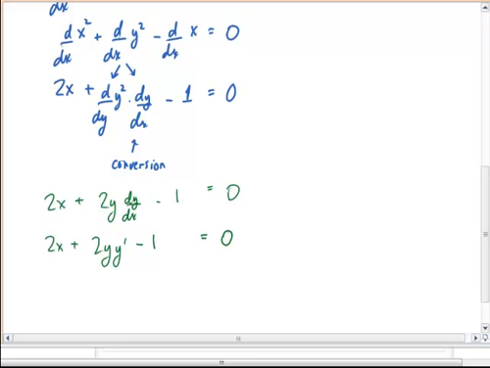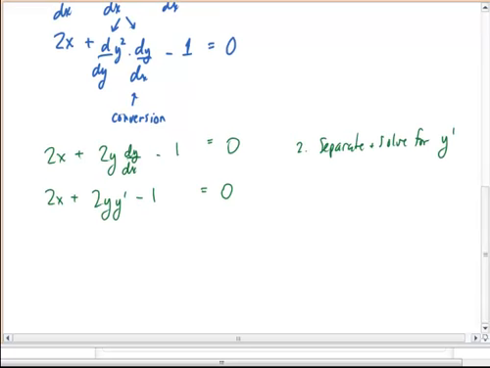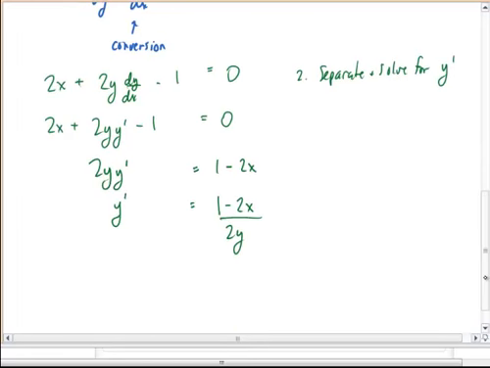So now you need to do the second step, which is to separate and solve for y prime. We'll leave 2y y prime on the left, and move the 1 and the 2x to the other side by addition and subtraction. And now I just need to divide out the 2y. And now I have my equation for my derivative.